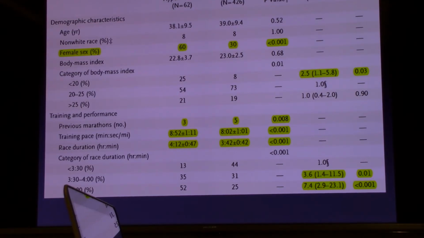Training pace and race duration were also associated with the development of hyponatremia. However, training pace was found to be collinear with race duration. Therefore, it was excluded from the multivariate analysis. So as you can see on the multivariate side, you have increased risk with increased duration of over 3.5 hours to 4 hours, as well as at the lower end of body mass index of less than 20.